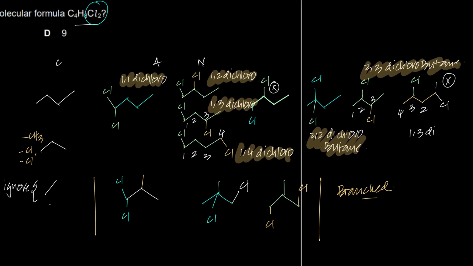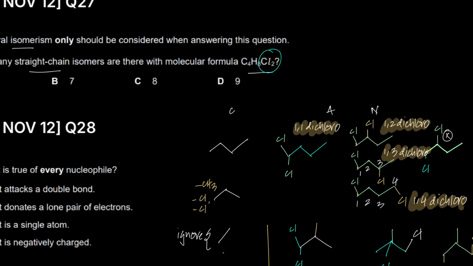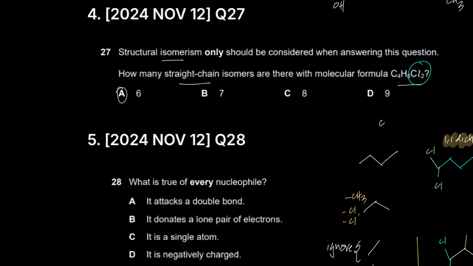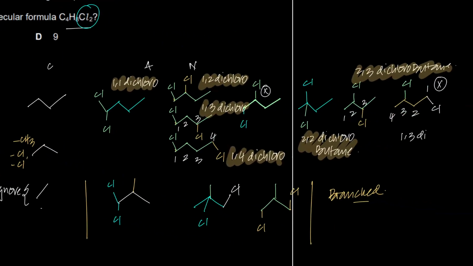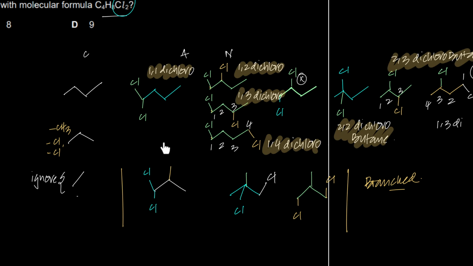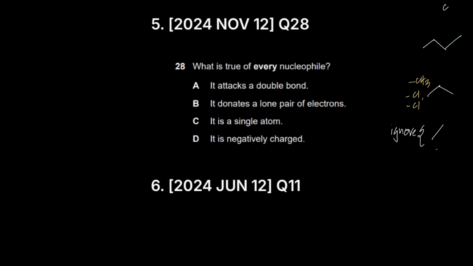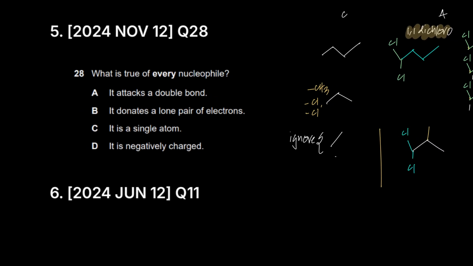So you have 1, 2, 3, 4, 5, 6, and therefore A is the correct option. Absorb, please. Okay, moving on. So we're done with this fella. Obviously, these two also did exist, but they are branched. They're not straight chained. I have to teach you all the aspects for it.